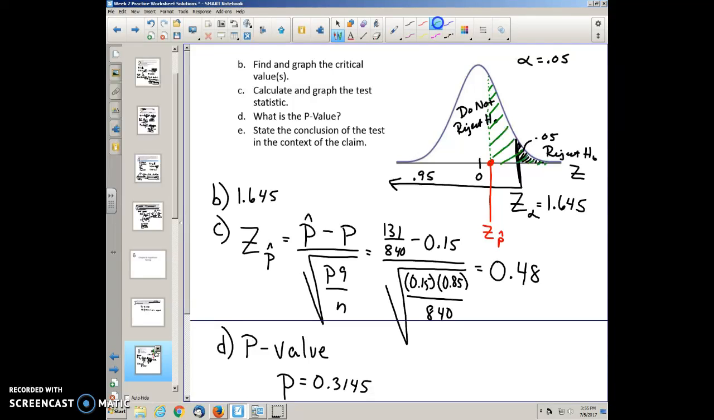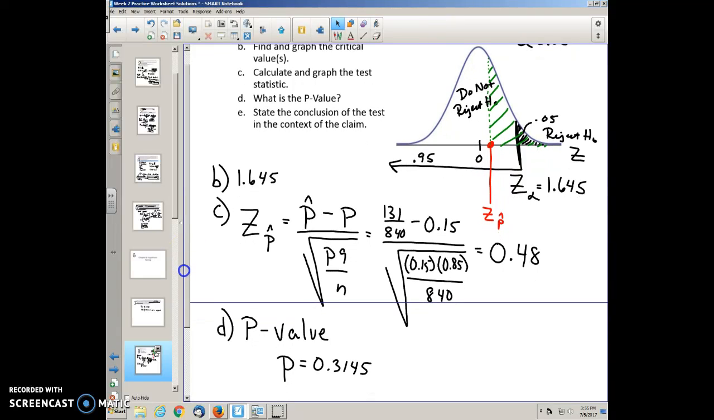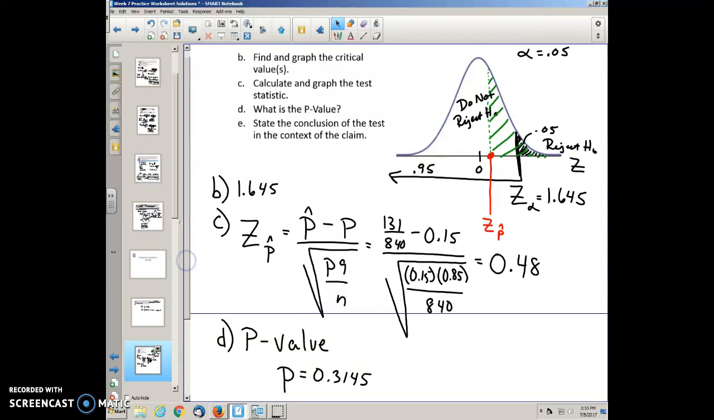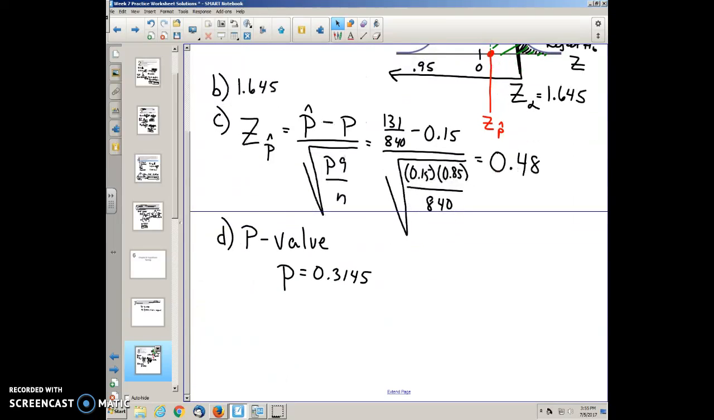We could tell right now that the p-value is greater than the significance level. That's another way that you can draw a conclusion to fail to reject the null hypothesis. So what you want to do is find the area to the right of 0.48. And if you use the table, you will actually get 0.3156 for your p-value. So using the table, we get 0.3156, which is the area to the right of z equals 0.48.